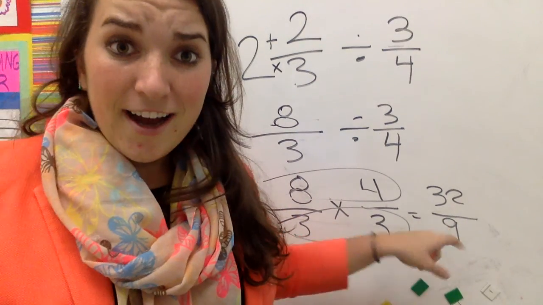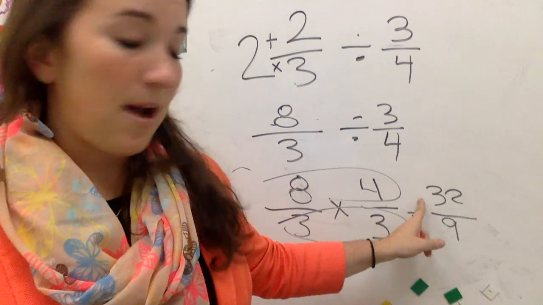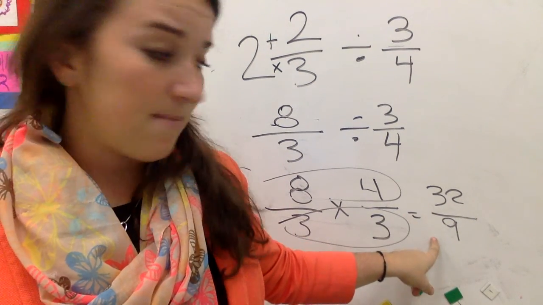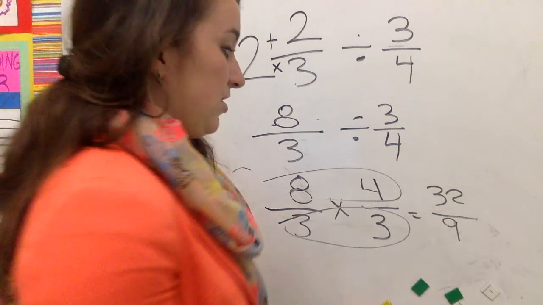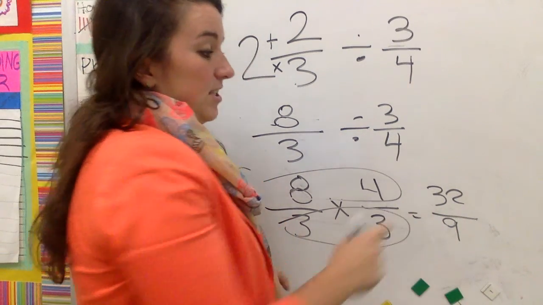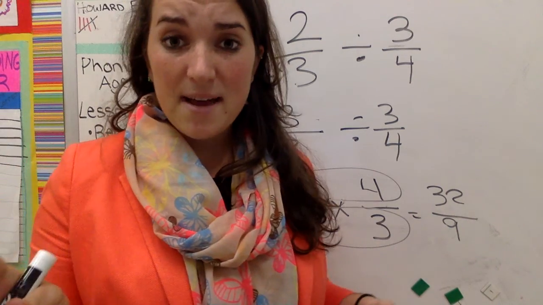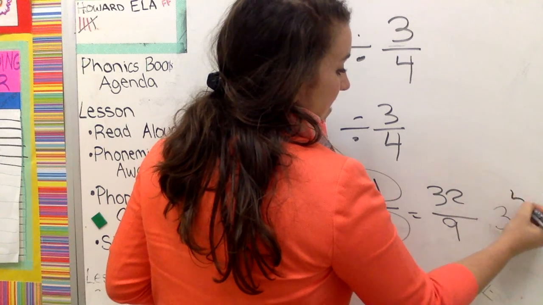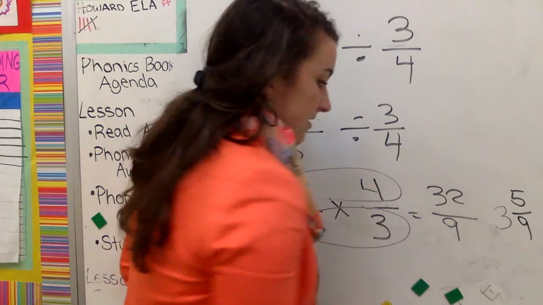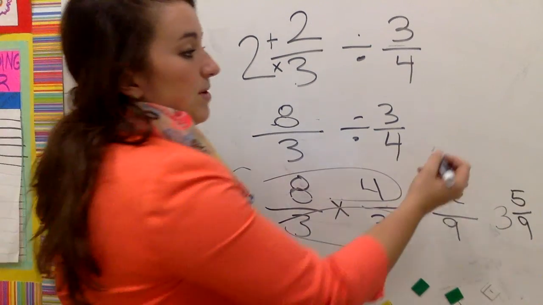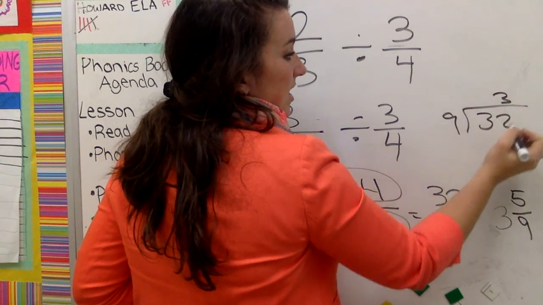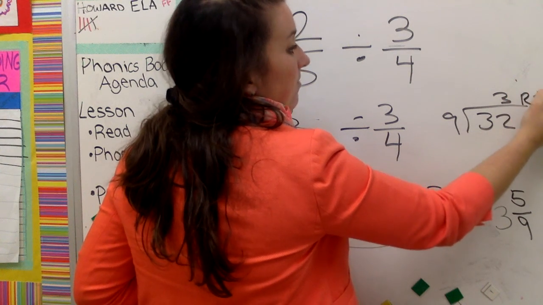We don't want our answer to be an improper fraction. Remember, an improper fraction is when the numerator is bigger than the denominator. So we're going to divide. So I'll do 9 goes into 32 3 times with 5 left over. So it is 3 and 5 over 9. You can also do that by doing long division. 32 divided by 9, you would get 3 here, and then you get a remainder of 5, so it would be 5 over 9.